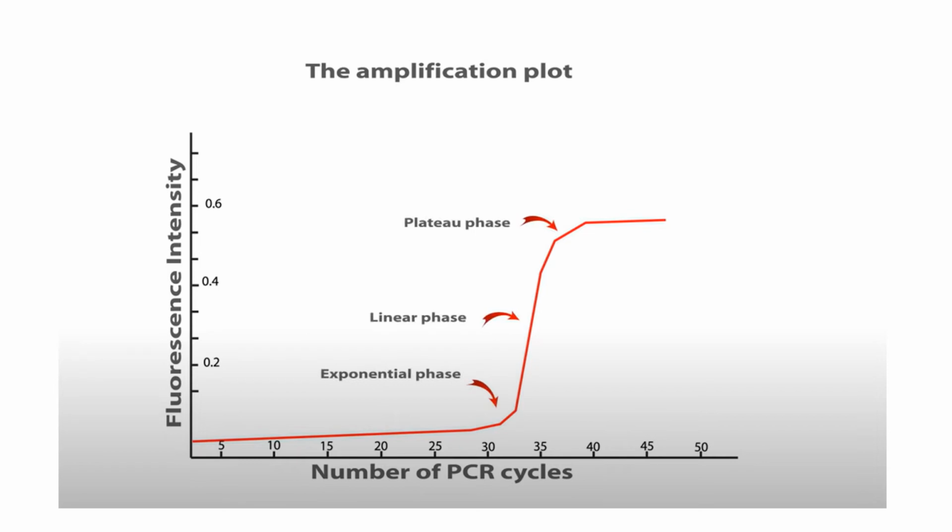The linear phase has high variability. In this phase, the reaction components are being consumed. The reaction is slowing and the products are starting to degrade. Finally, in the plateau phase, the reaction has stopped. So no more products are being made, and if left long enough, the PCR products will begin to degrade.